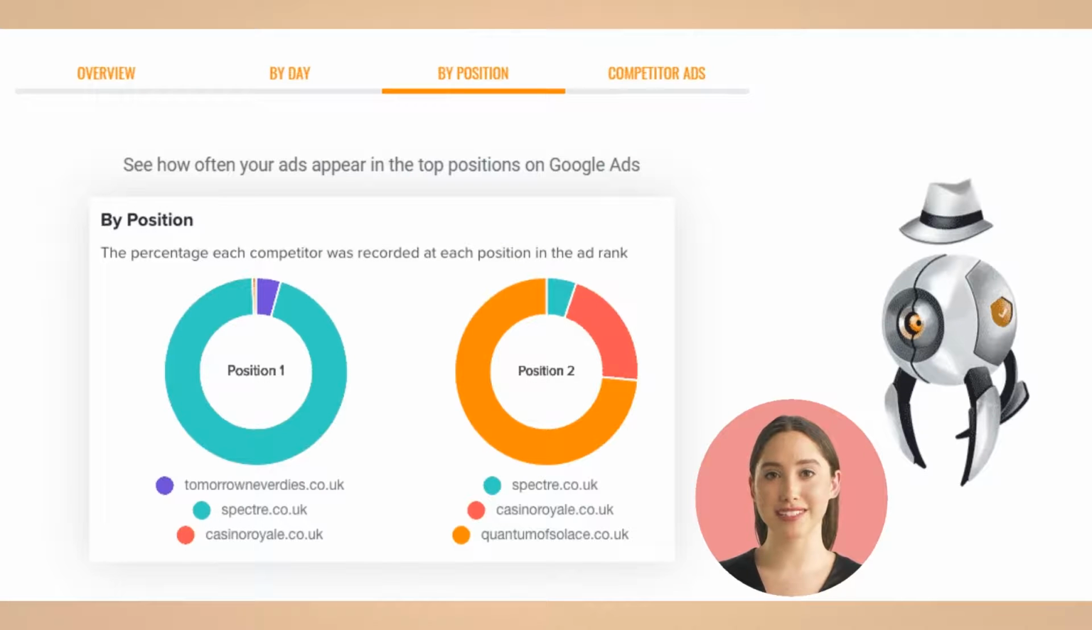Introducing your campaign Intel Operative, AdSpy. Still Googling your brand name, trying to figure out who is bidding on your keywords and how your competitors' ads rank against yours? Save your time with AdSpy. Get notified of new competitors and see your advertising ranks throughout the day.